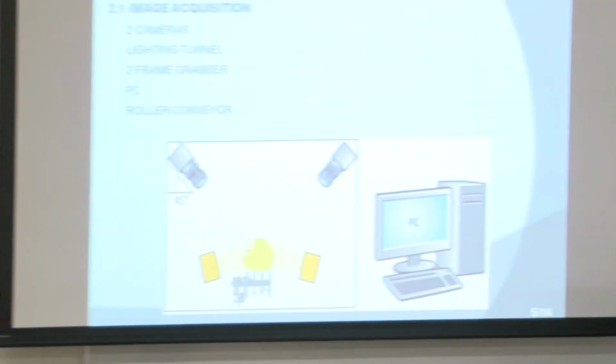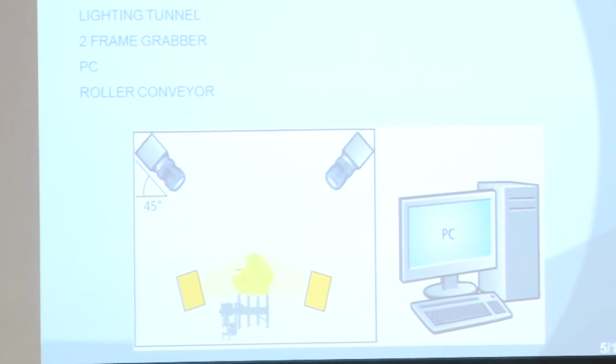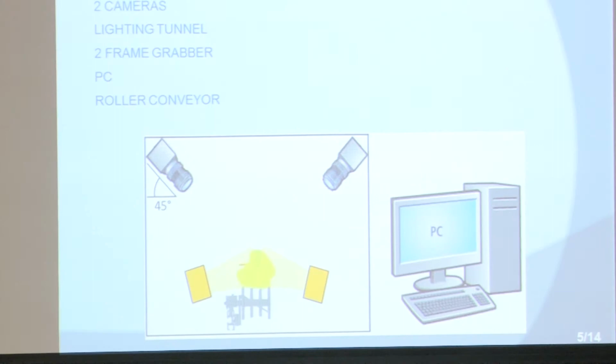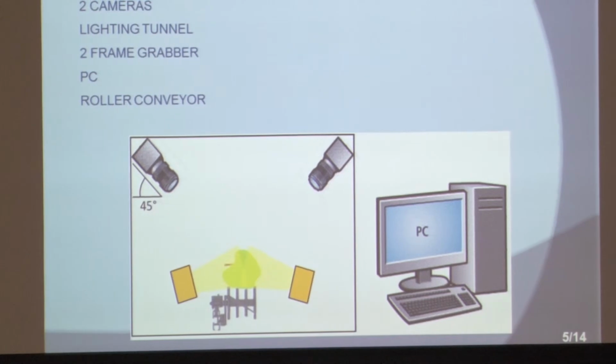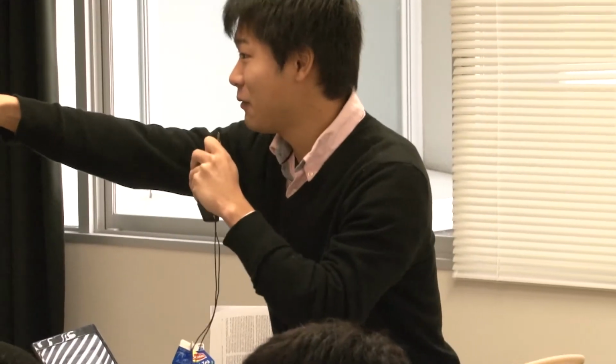Sorry, what kind of light? I think it's a halogen lamp, but they didn't mention it in the paper. Oh, okay. I speak about lighting too, so I think it's a halogen lamp. I have one question. You checked the luminance, but how about the reflection of light? Sometimes the direction of light affects the image, and we can get some effect due to reflection.